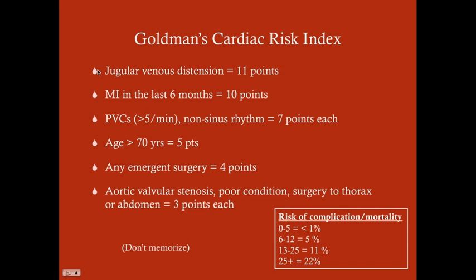And these first 3 up here, jugular venous distension, meaning congestive heart failure, recent MI, or arrhythmias, are the ones that will get you there the quickest. So it's very, very important to know the #1, #2, and #3 risk factors being congestive heart failure, recent MI, and arrhythmia. But don't memorize this table. That's not important for the USMLE, but it's good to be aware of what the major cardiac risk factors are.